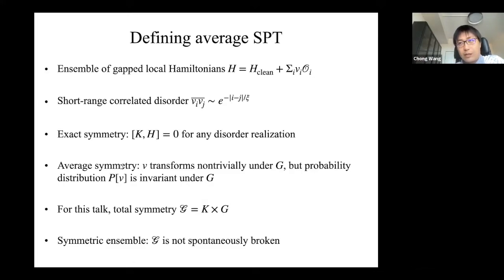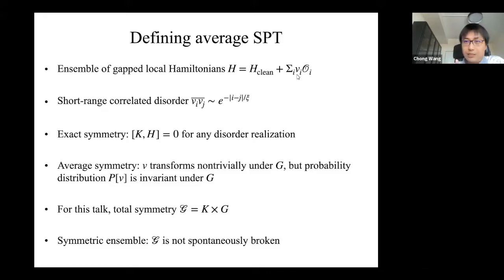And the non-trivial thing here is that under G, this operator O transforms non-trivially, right? For example, if G is some Z2 symmetry, then this O is some Ising spin. That's odd under this Z2 symmetry. And equivalently, you can say that this means this random field V also transforms non-trivially under G.